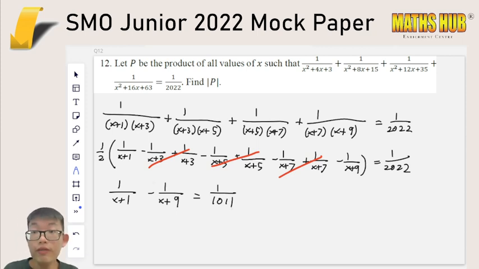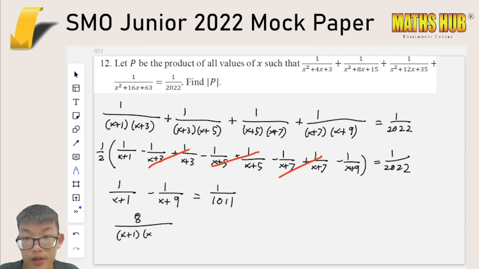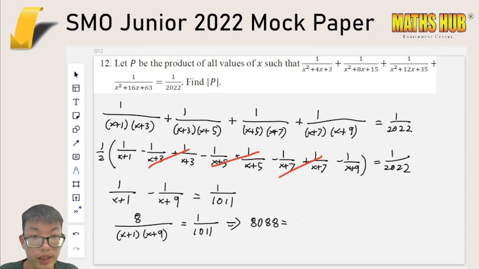Now, these 2 fractions here, we can just subtract them so that we have a single fraction. Right? The top would be x plus 9 minus x plus 1. So we get 8 over x plus 1, x plus 9 equals 1 over 1011. I will cross multiply. 8088 equals x plus 1, x plus 9, which can be expanded, so let's just do it immediately. Move this over. x squared plus 10x minus 8079.